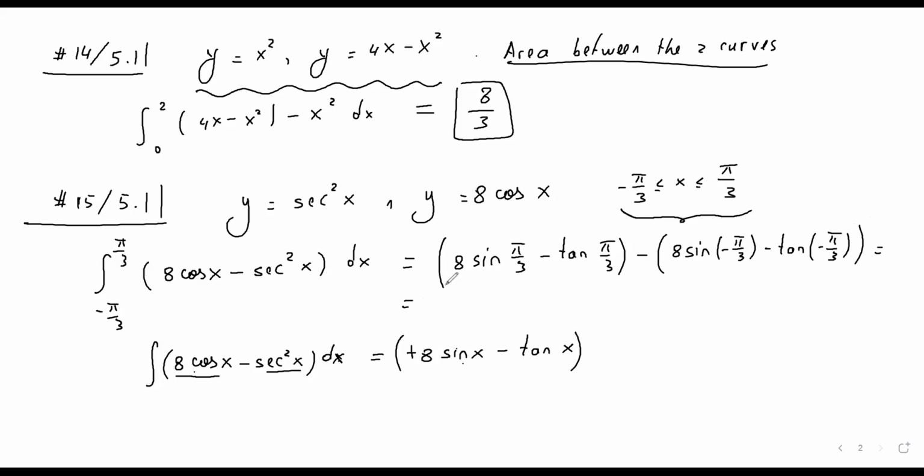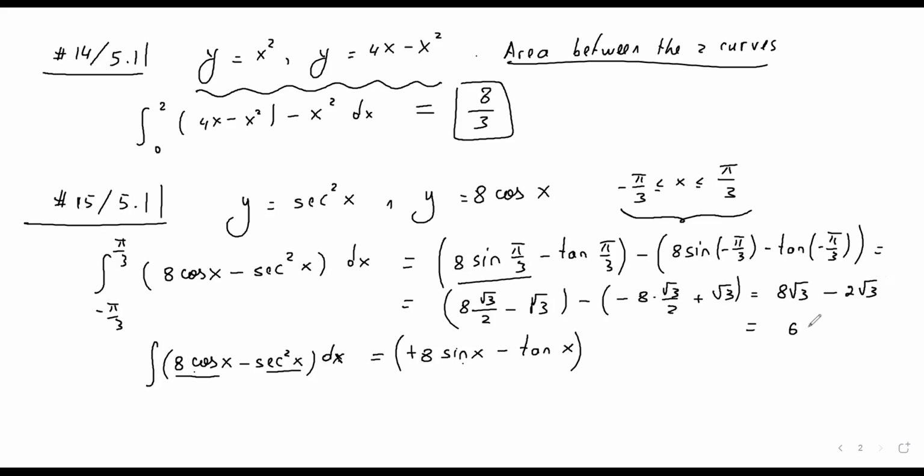So that is equal to, and again, 8 here, 8 square root of 3 over 2 minus tangent of pi over 3 is square root of 3, as we said, minus, and over here we have negative 8 square root of 3 over 2 plus square root of 3. So when we do this calculation, this is 4 square root of 3 plus another one from here. It's going to be 8 square root of 3 minus 2 square root of 3, and that's going to end up being 6 square root of 3. Well, this better be the result.